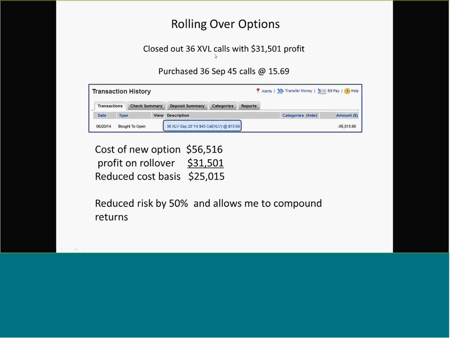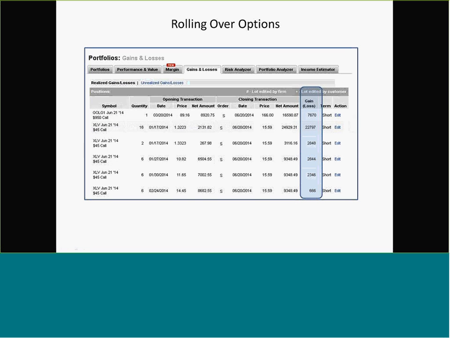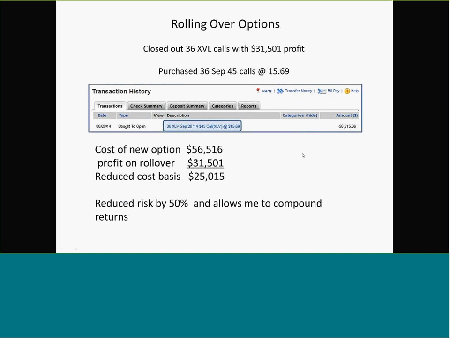These 5 profits here total $31,000, and then I went ahead and purchased 36 of the September 45 strike calls at $15.69. So this is an option rollover. The XLV was still in a Prime Trade Select buy signal. I had a profit on the position, so I went ahead and rolled it over to the September 45 strike call.